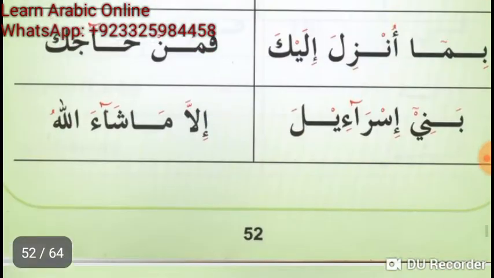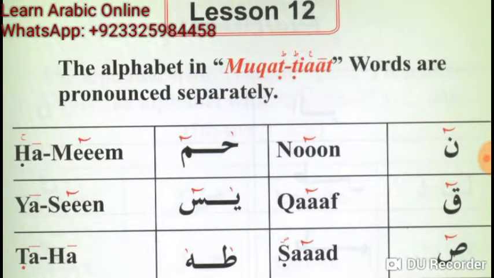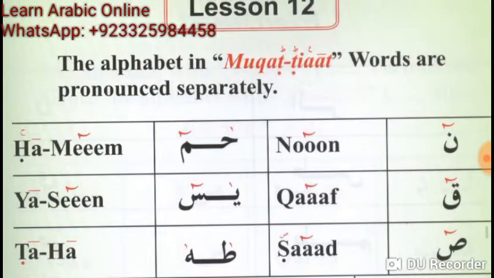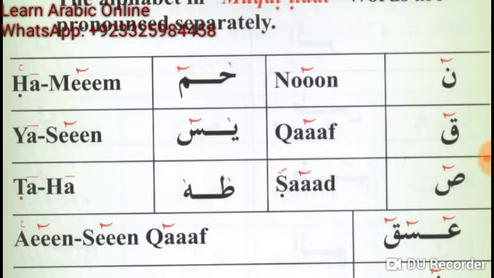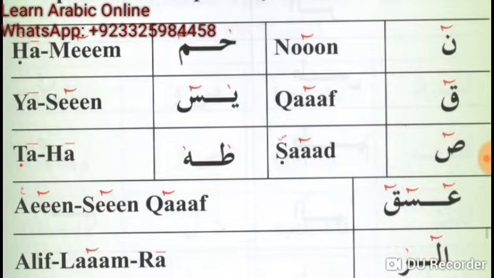Then we have lesson number 12. So here we will learn about Muqatta'at. So these are special words in Holy Quran, and no one knows their meanings, and their pronunciation is also a little different. The alphabet in Muqatta'at words are pronounced separately. All these words will be pronounced separately. And noon, because it has madda, so we'll elongate it four times. Noon. Then we have Ha Meem. Ha has erect fatha, so we'll elongate it two times. Then meem has madda, we will elongate it three times. Ha meem. Read this word like this.